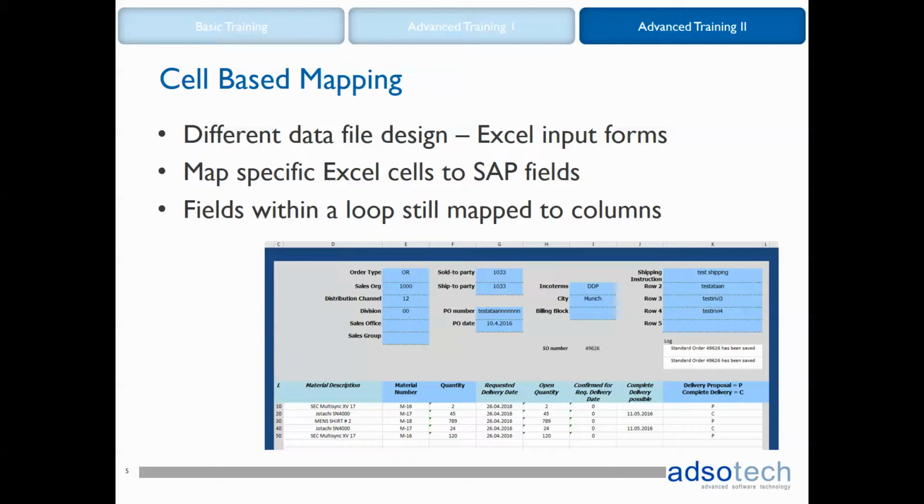When we talk about cell-based mapping, we're actually talking about a different data file design. So an Excel file that looks more like a form. What we do is we map specific Excel cells to SAP fields. If we have a loop in our script, then those fields inside the loop will still be mapped to columns.